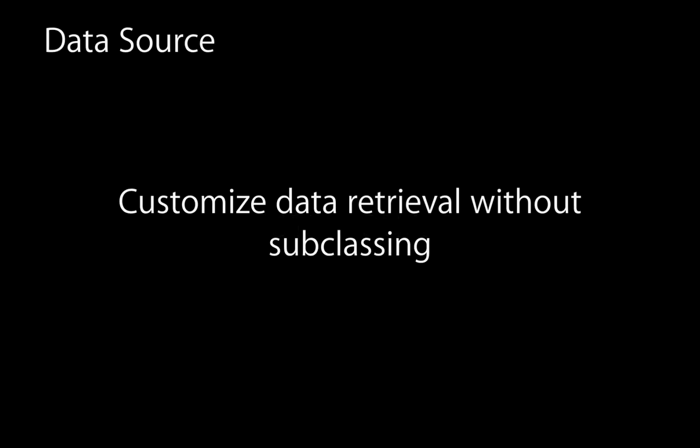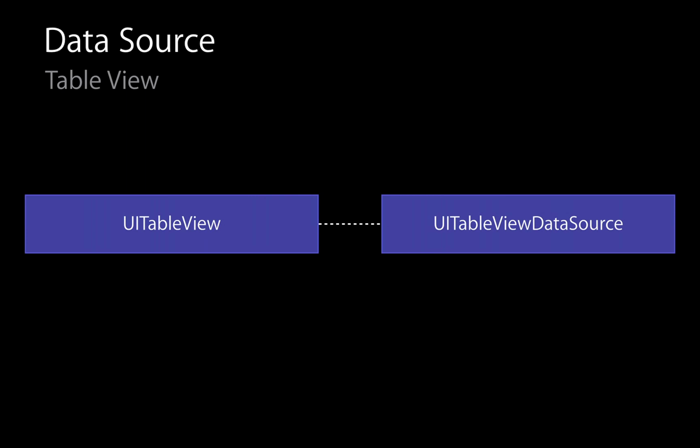Next up is data source. That allows you to customize data retrieval without having to subclass the object that needs the data. A common example from UIKit, UITableView, has a UITableViewDataSource. That allows the table view to know how many sections it has, how many rows are in each section, what data belongs in each of the rows that are in that section. So the table view asks its data source all these questions. That gives you the chance to customize how the data is retrieved, where it comes from, and so forth, and provide it to the table view.